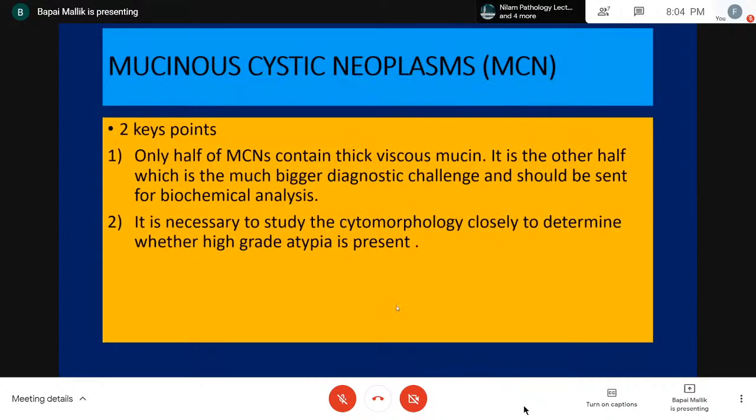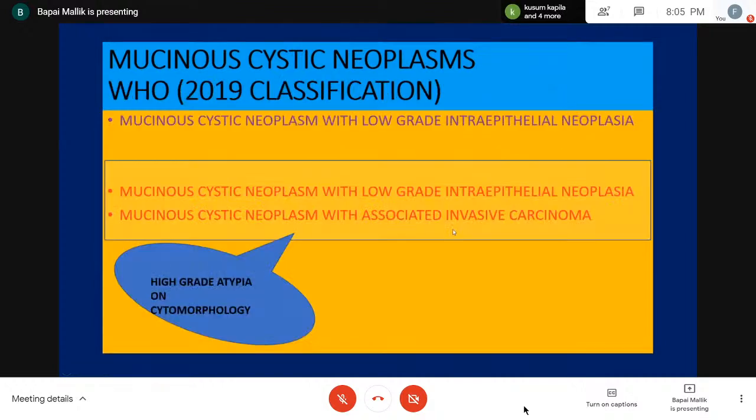Mucinous cystic neoplasms, the two key points are, this is very important. Only about 50% of mucinous cystic neoplasms contain thick viscous mucin. So it is the other half which is a much bigger diagnostic challenge, and you should send for biochemical analysis, and sometimes you may even require molecular pathology. Right, and it is very important that even after you call something a mucinous cystic neoplasm, you study the cytomorphology closely to determine whether high-grade atypia is present.